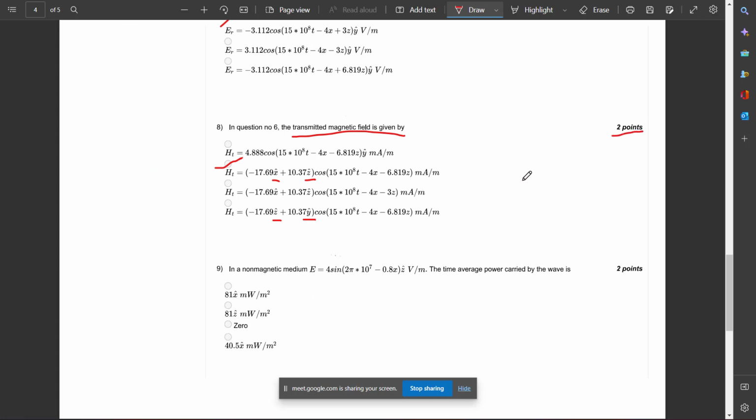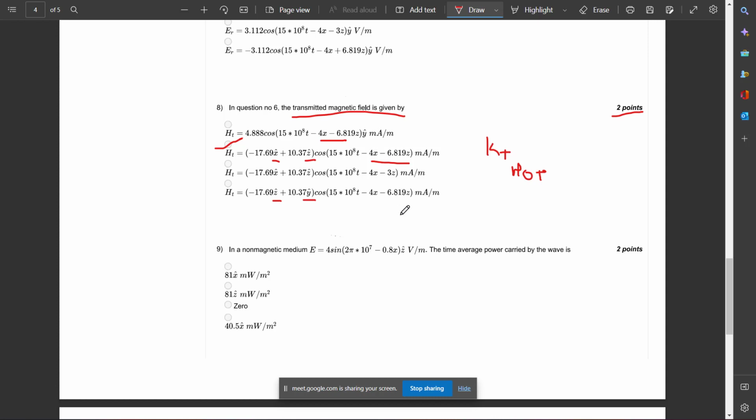Is there any other way to solve this question? I can think of the elimination method. The first thing we can do is find the propagation vector kt, right? If we find kt first, we will be able to eliminate some of these terms. Then we have to find h naught t, for which we do the cross product. So another method is the elimination method: try to find the value of kt, and if we get it, we will be able to solve this one.